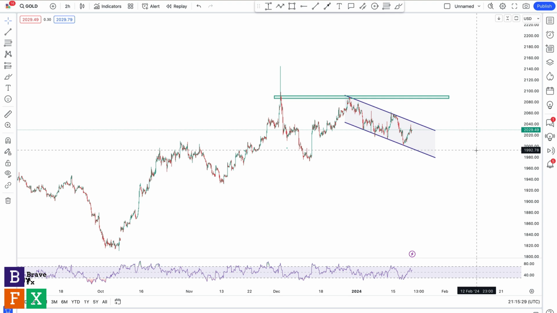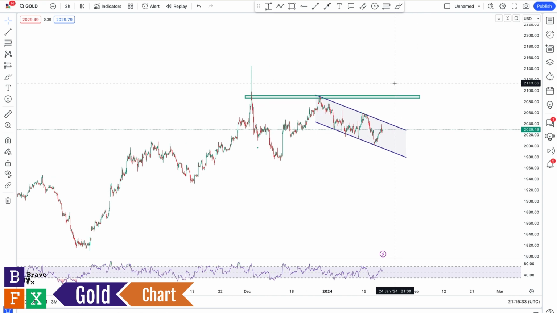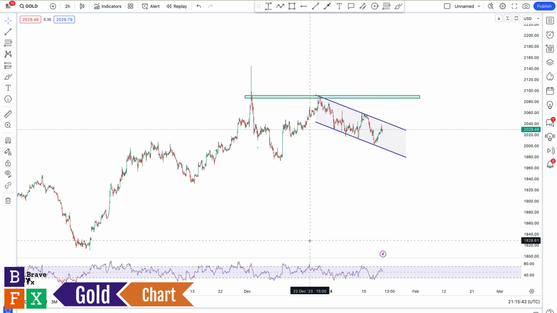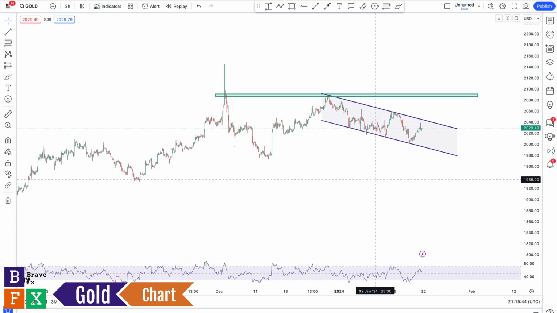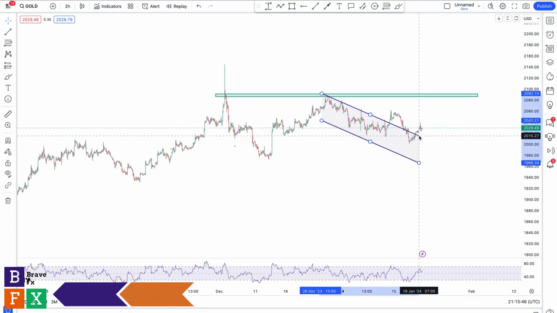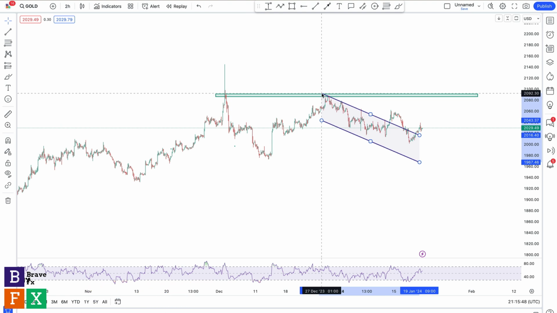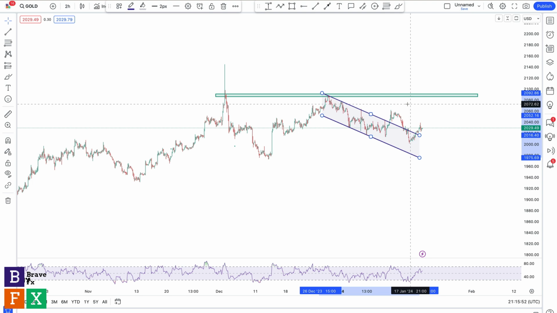So this is a gold chart on the 2 hours time frame. Unfortunately, last week we didn't get the expected movements as we anticipated in our weekly analysis. So gold made a move to the downside. So what we did was take our channel with these highs. So we did this last week, which wasn't a bad setup actually.